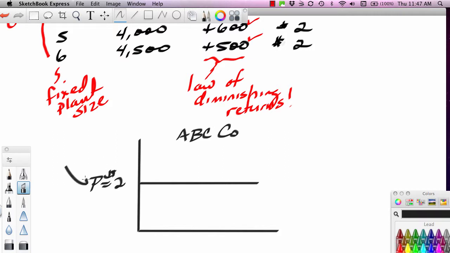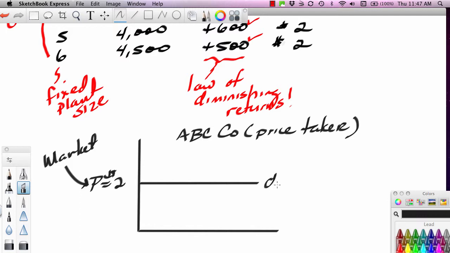Where does that price come from? That price comes from the market. The market determines that price. The firm is what we call a price taker. If the firm is a price taker, it has no control over price. So the market affects the firm, but the firm cannot affect the market. We learned in an earlier lesson that means the demand curve is perfectly elastic and price equals MR. So if the price is 2, the marginal revenue has to be 2.